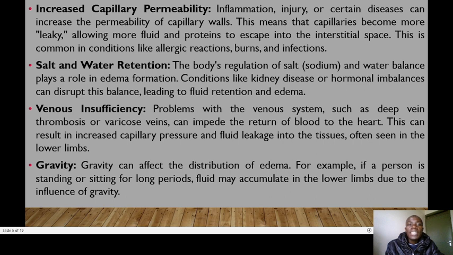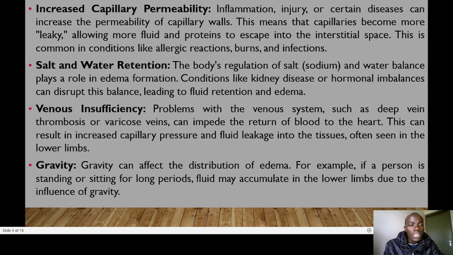Also, we have increase in capillary permeability. So you find conditions like inflammation, injury, and certain diseases can increase the permeability of capillary walls. So this means that capillaries become more leaky, and this allows more fluid and proteins to escape into the interstitial space from the intravascular space.